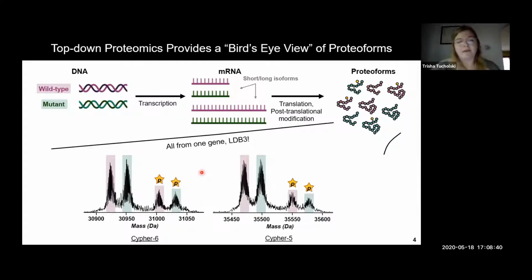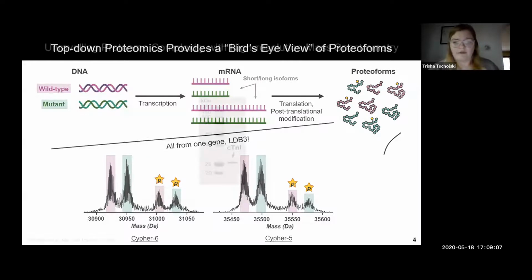And then by top-down proteomics, what we can do is isolate any given proteoform. We can use tandem mass spectrometry to get sequence information about it, so we can sequence the primary amino acid backbone. And we can also use that information to then localize post-translational modifications or any sequence variant that might arise from a mutation or from alternative splicing.